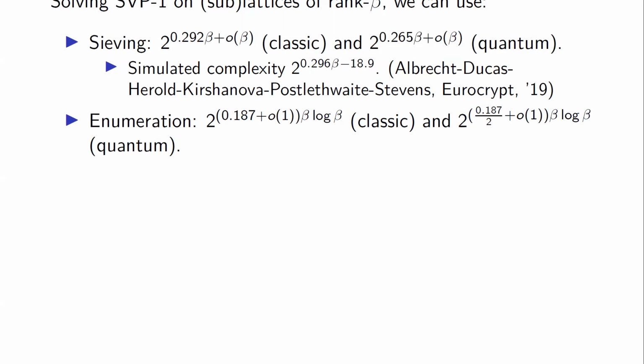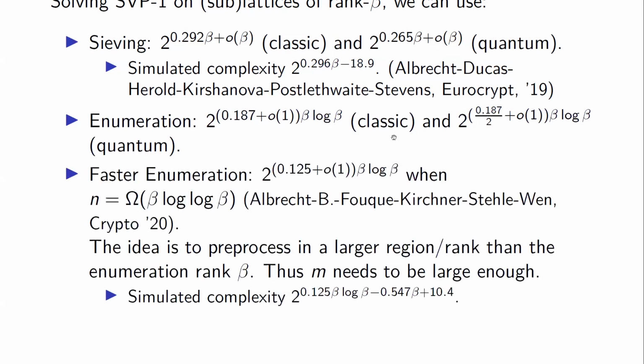And for the enumeration, similarly, we have the super-exponential expression for the running time, which is 2 to the power of this concrete number plus some little o(1), and for this one as well. These numbers are really just from heuristic estimates, and we can actually improve the algorithm from 0.187 to 0.125 plus still some little o(1) term.